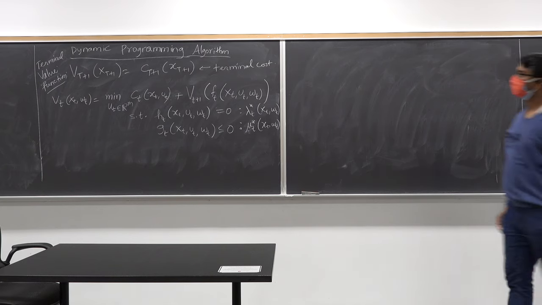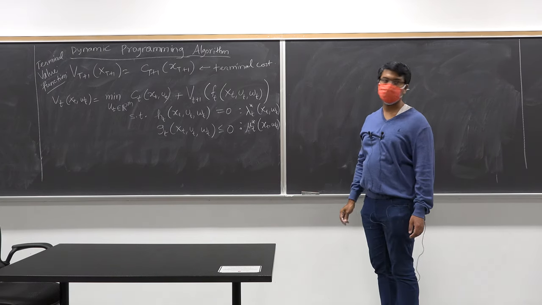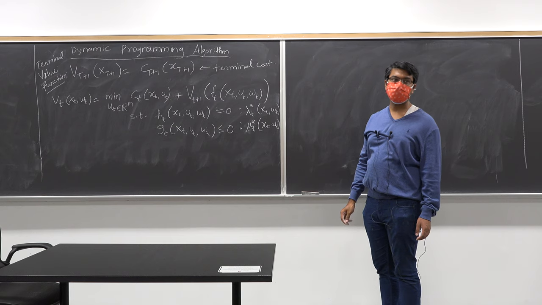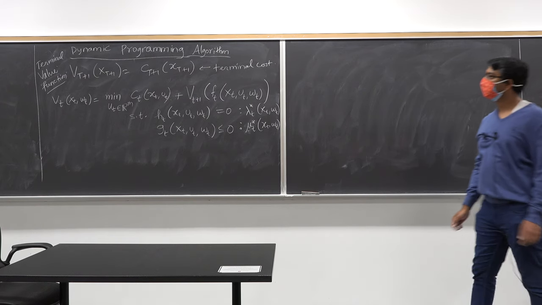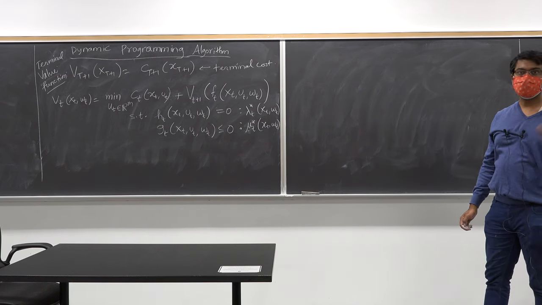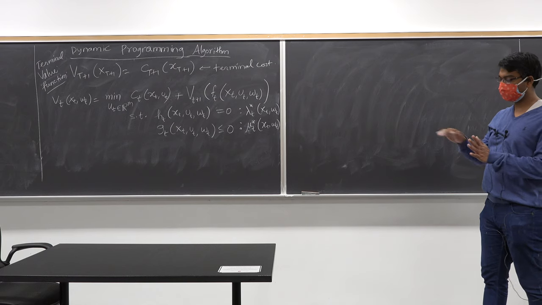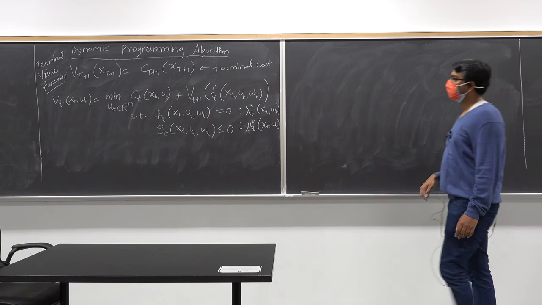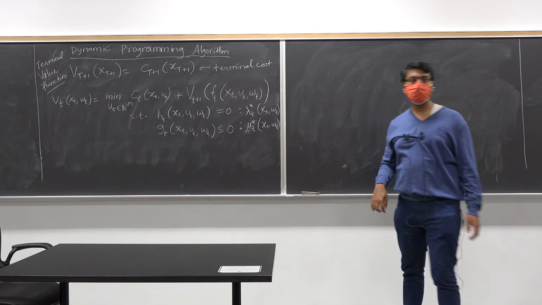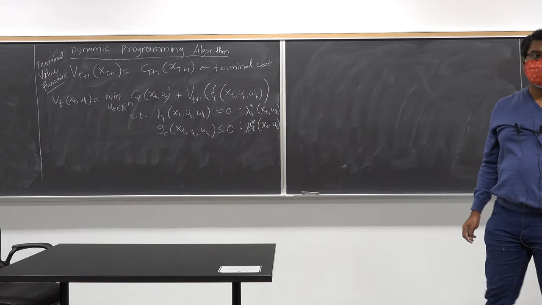Terminal cost, that was the second terminal of the cost, right? That's right. So terminal cost would be the one of the cost function. Capital T or T plus 1? Capital T plus 1, right? Yeah.